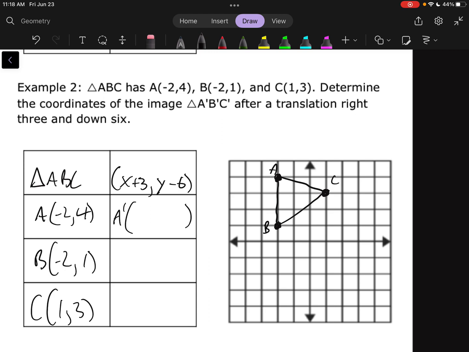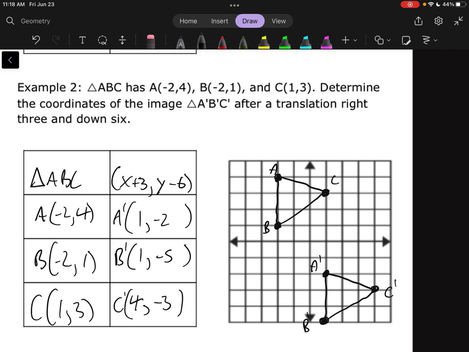So plus 3 minus 6, that would be 1, -2. For B prime, plus 3 minus 6 is 1, -5. And C prime, 1 plus 3 is 4. 3 minus 6 is -3. So 1, -2, 1, -5, and 4, -3. And there you have it. That should be the result after that translation. Hopefully those went well for y'all, and that's going to wrap up this video.